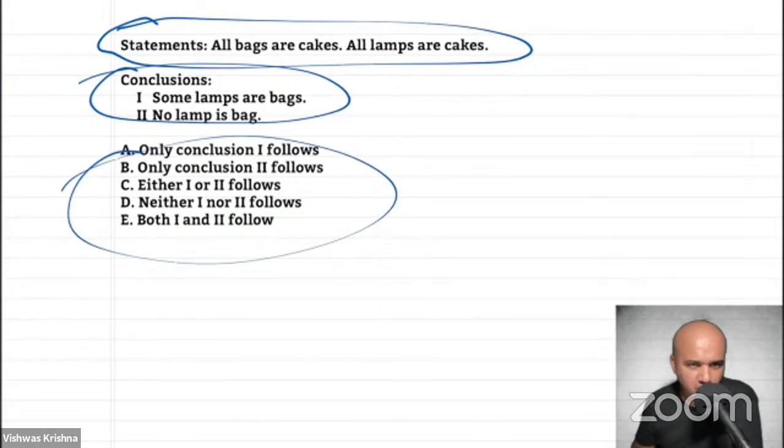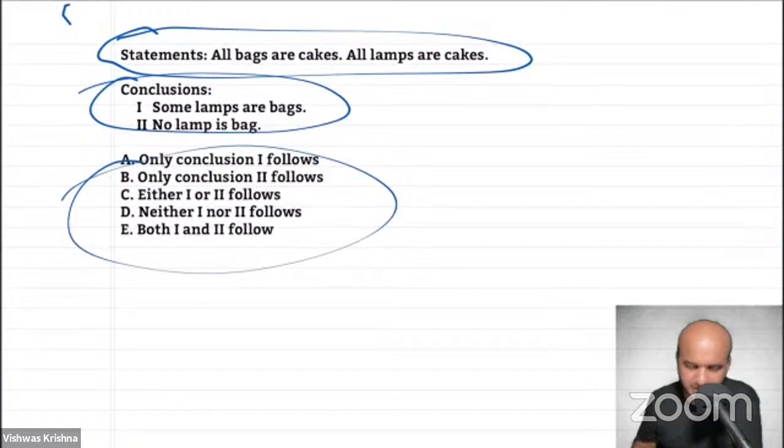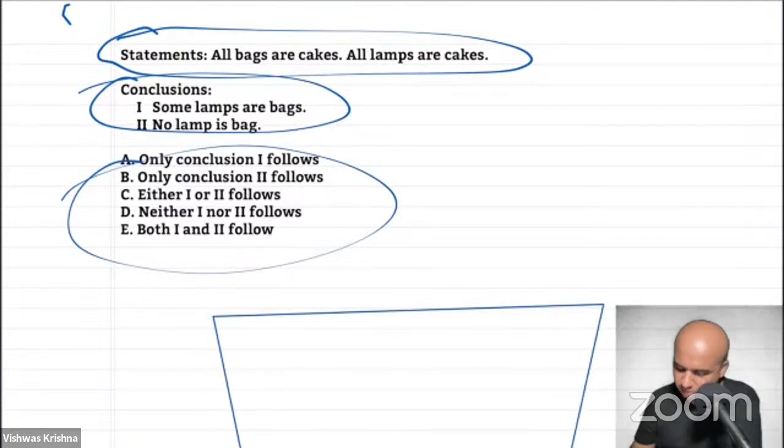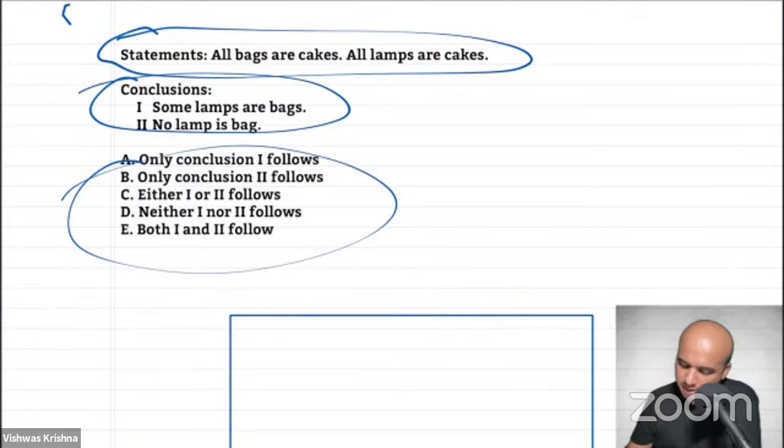In real life, it is not possible. As I said, in logical reasoning, we have to go by what is there in the question. That's all, nothing else. Now, if you consider all bags as cakes and all lamps as cakes, we can do one thing. We can draw one big rectangle here. Assume this to be the cakes. Inside that we have bags, we have lamps.